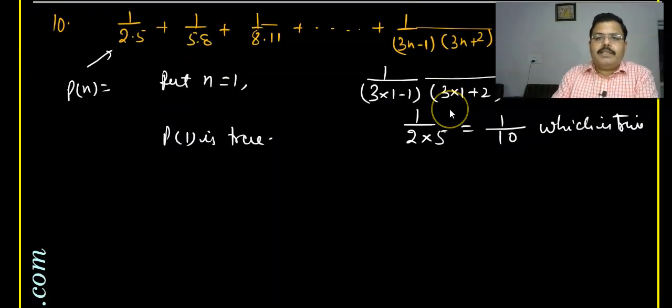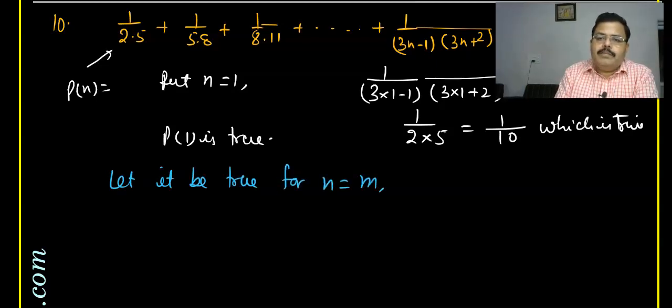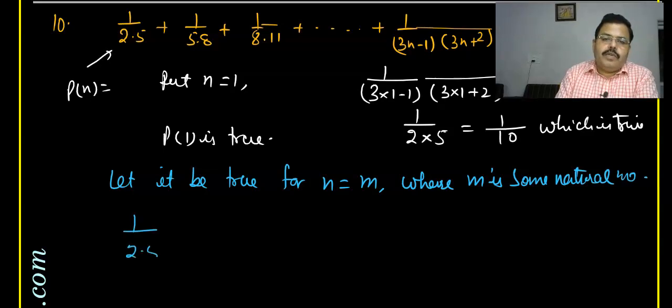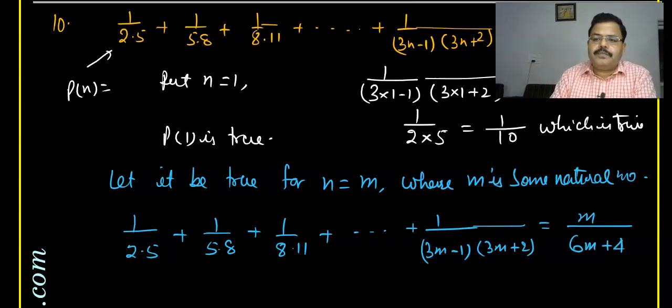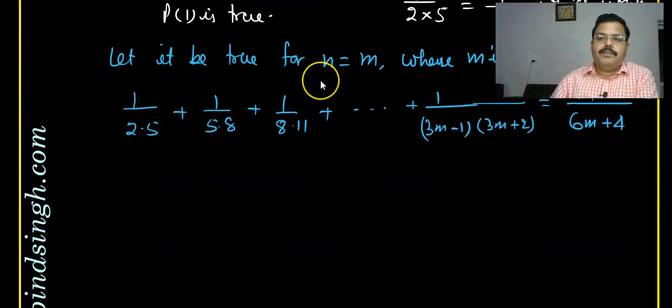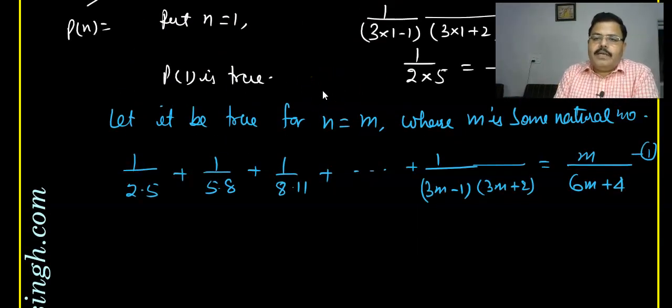So again we will write in a similar way. Let it be true for n equal to m, where m is some natural number. So it is true that 1 upon 2 into 5 plus 1 upon 5 into 8 plus 1 upon 8 into 11 plus and so on up to 1 upon (3m minus 1) into (3m plus 2) is equal to m upon 6m plus 4. This is equation 1. Now we have to show that this is also true for Pm plus 1.